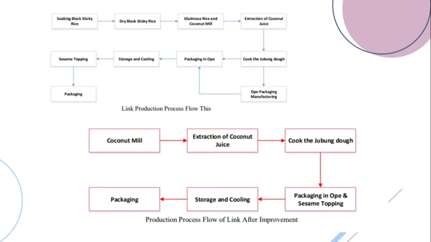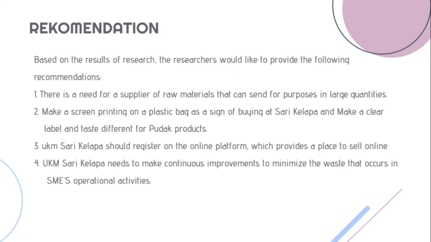Well, following is the flow of the production process from our proposed improvement so that there is no waste in the process. Recommendation 1. There is a need for a raw material supplier that can deliver in large quantities. 2. Make a screen printing on the plastic bag as a brand for buying at Sari Kelapa. 3. UKM Sari Kelapa should register on an online platform which provides a place to sell online. 4. UKM Sari Kelapa needs to make continuous improvement to minimize the waste that occurs in the SME's operational activities.